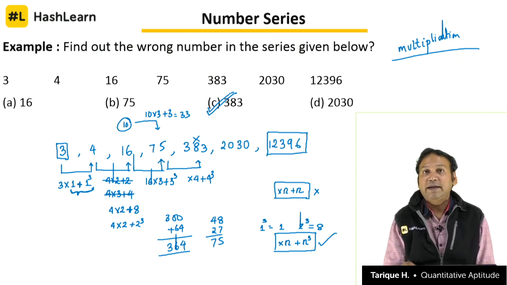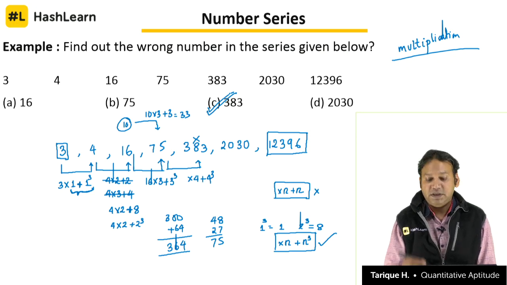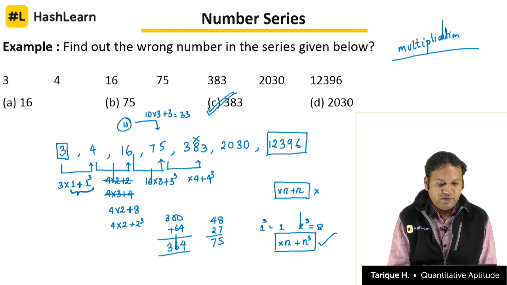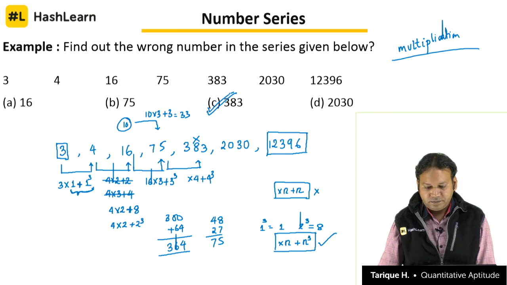So more than anything else, just look at the pattern. The way we are discussing this question, the main purpose is to not just simply solve the question, but to see how we can in future build a pattern while solving a similar question in the examination. Okay, so this question we have seen here, and let's move to the next question. The answer for this question is C. 383 is a wrong number in this particular question.